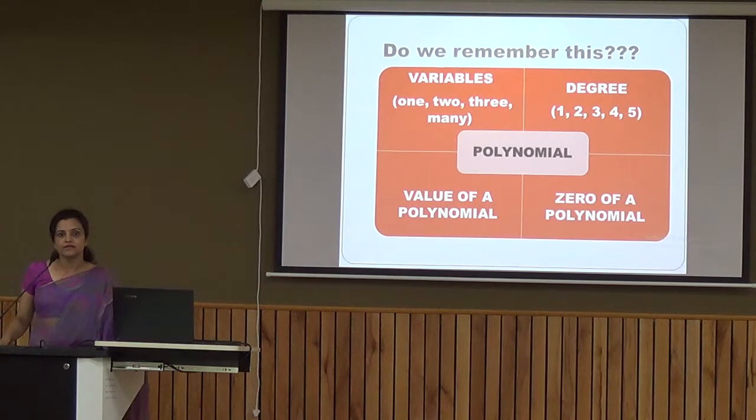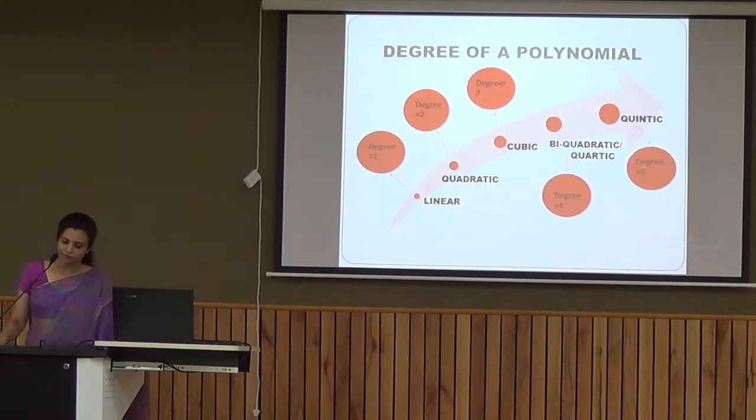A polynomial can be decided according to 4 characteristics. 1. What kind of variables are there in the polynomial? 1, 2, 3, many, anything. Degree of a polynomial, then value of a polynomial, and then zeros of a given polynomial. Let's study each of them.